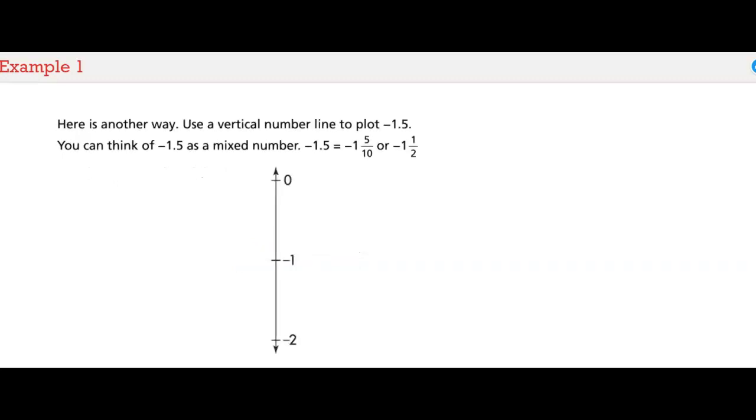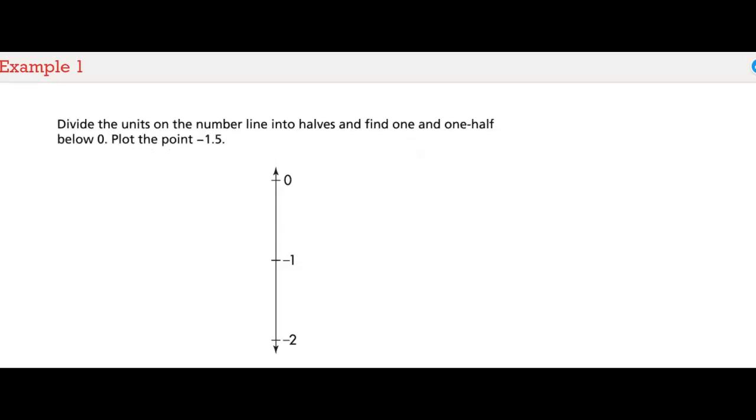Here is another way. Use a vertical number line to plot negative 1 5/10. You can think of negative 1 5/10 as a mixed number. Negative 1 5/10 is equal to negative 1 5/10, or negative 1 1/2. Divide the units on the number line into halves and find 1 1/2 below 0. Plot the point negative 1 5/10.